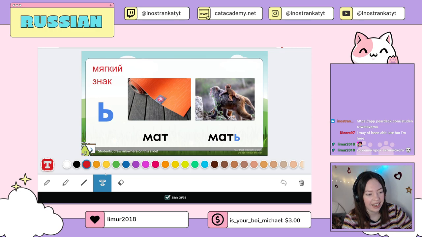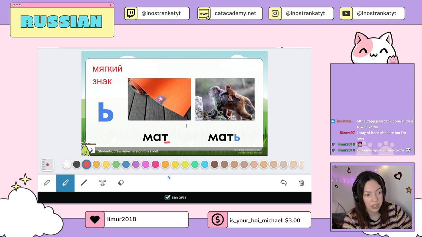Okay, мягкий знак. So again, we have two pairs of words, and they have identical letters at the beginning. М, А, Т, and here is this мягкий знак. The first word, we can already read it because we know the sounds of all of these letters. М, А, Т, мат. Just like a mat, maybe yoga mat. If we hear the last sound, it sounds pretty hard, right? Kind of not soft.